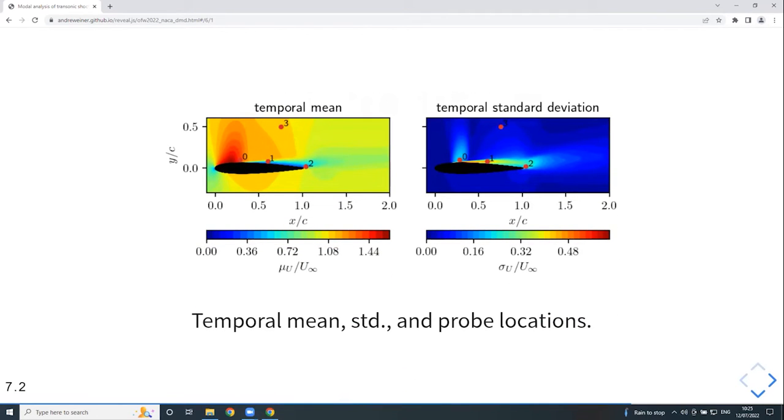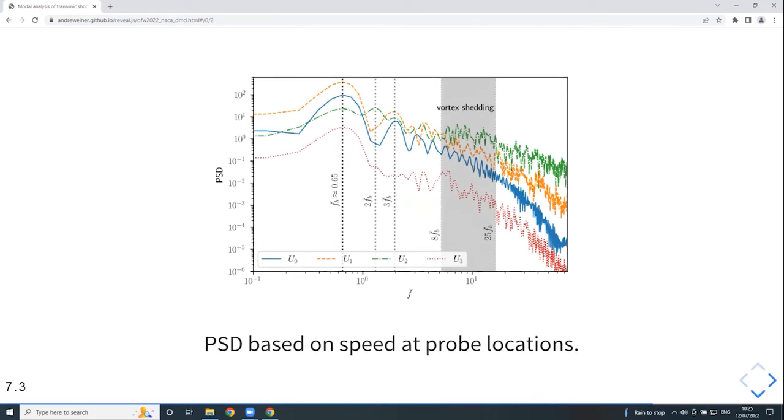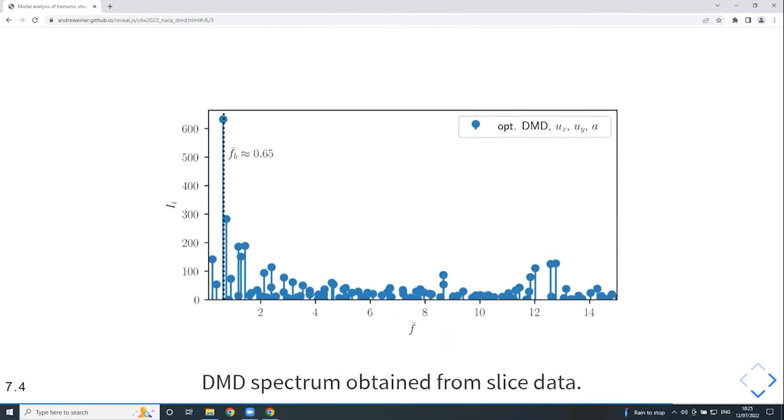If you followed the training session on Monday, you know that there's more to the DMD analysis than just performing the DMD. You also have to figure out a priori where there are regions of interest and get some idea about the spectrum that you are expecting. Here I took some probe locations to identify the frequencies associated with vortex shedding. This tells you basically how frequently you have to sample if you want to capture all these phenomena.